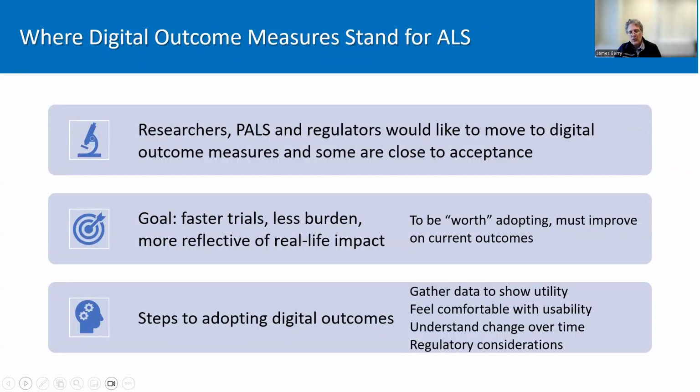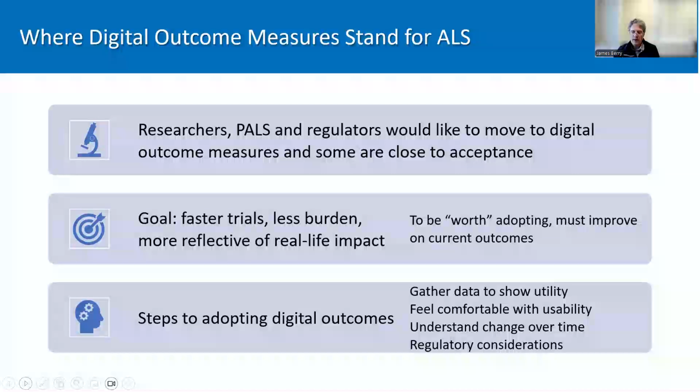So we know researchers, people with ALS, regulators would all like to move to digital outcome measures. And some are close to acceptance. Some of the things we're doing in speech are close to acceptance. Our goal, again, is to do these faster trials, less burden, and also reflect what's going on in real life. So we don't want to bring people into the clinic and do a test that tests function, but maybe not any function that sort of impacts real life. We'd like to just sort of do it in the home environment if that's possible.